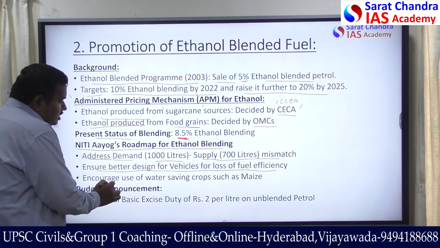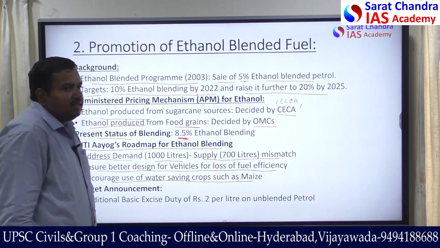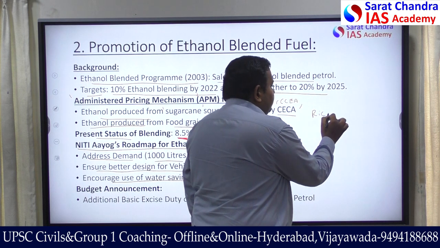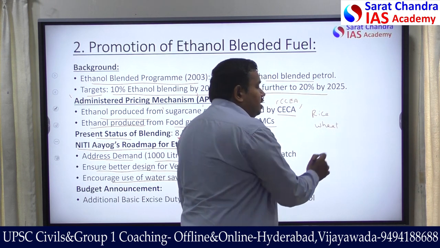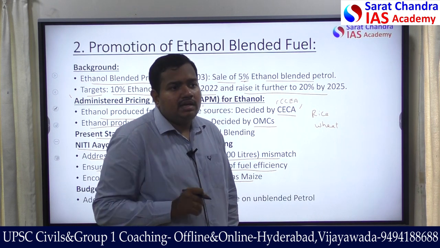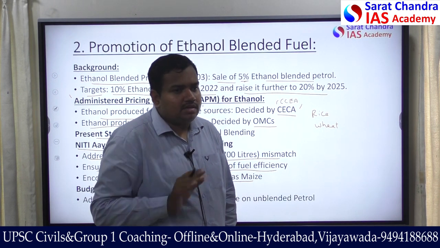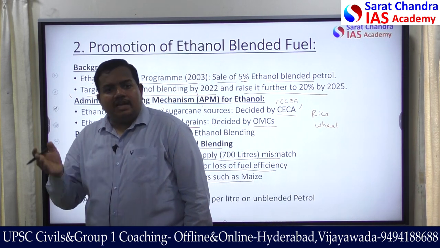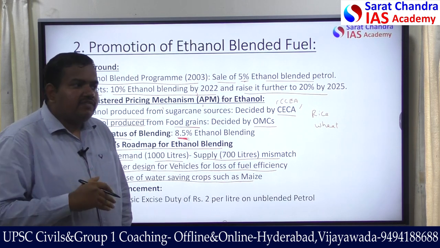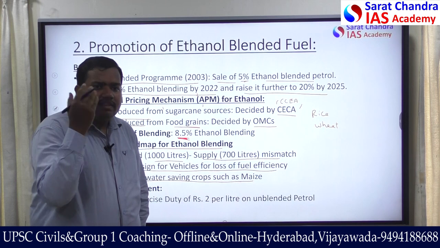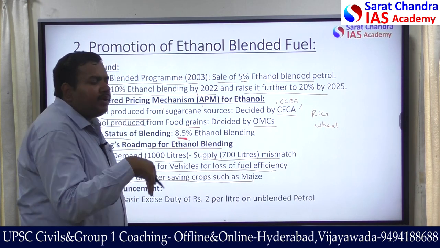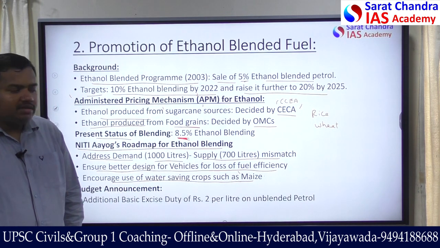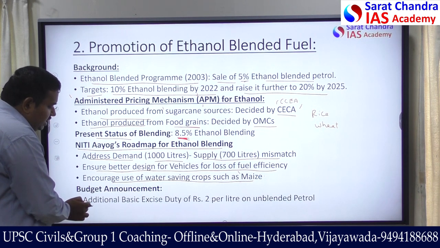Next, encourage use of water saving crops such as maize. Generally we can make ethanol from rice, wheat, sugarcane, etc. But rice, wheat and sugarcane are all food crops and they require a lot of water. Sugarcane requires very high rainfall and also irrigation facilities. Similarly, rice and wheat also require high rainfall. Instead of using them as a source for ethanol, we should promote more and more crops like maize, which requires very little water.